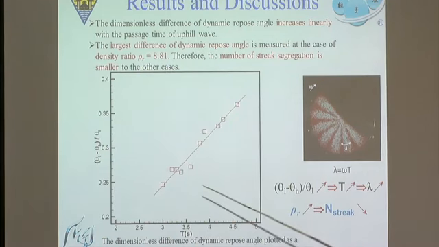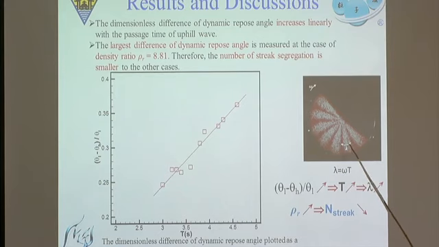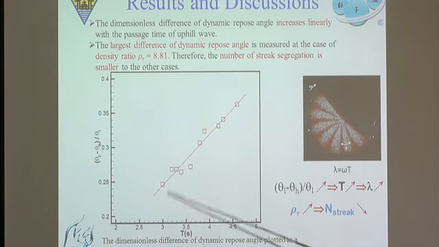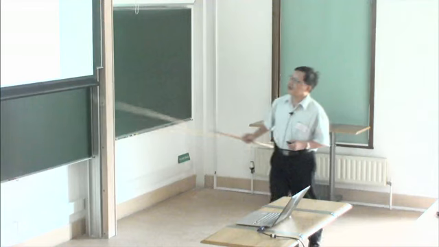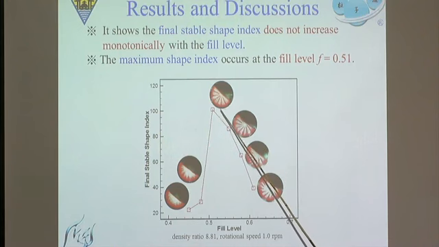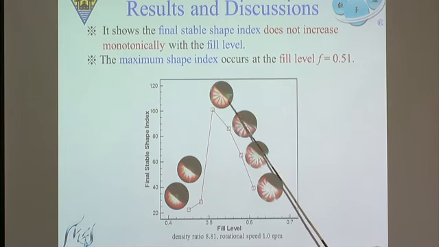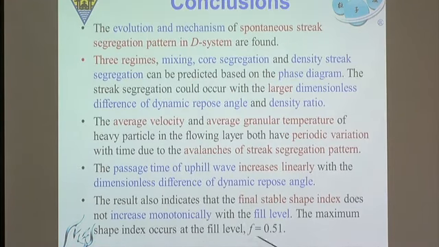Okay, so this is the perimeter plot with passage of time, which means this is a wavelength, and the time from here to here we call t. T is here, so it increases linearly with t. And we also find that with a 51% filling degree, we have the highest number of streaks. Okay, here comes my conclusion. Thanks.